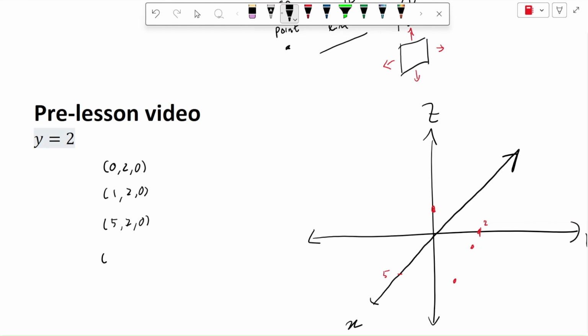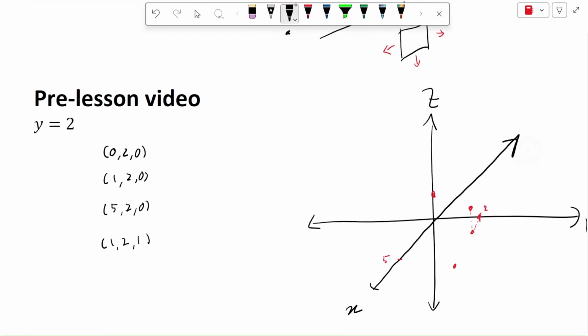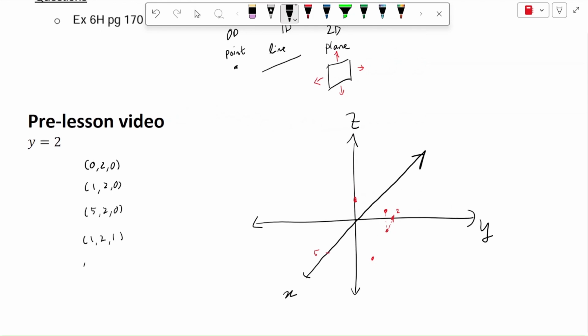You could have (1, 2, 1). So in that case, you'd be going out to 1 and then up a little bit, so you'd have that point up there. And if I didn't spoil it for you before, this shape is going to make a plane. You could have anything, (784, 2, -12), or something like that. But basically, if you plot in all these points, you will get this line there, and then it'll also extend up in the z-axis, and you'll end up making this wonderful plane shape. Like a sheet of paper, it extends out forever.